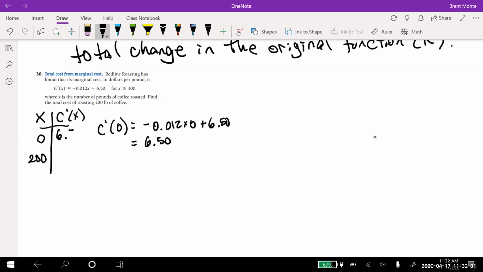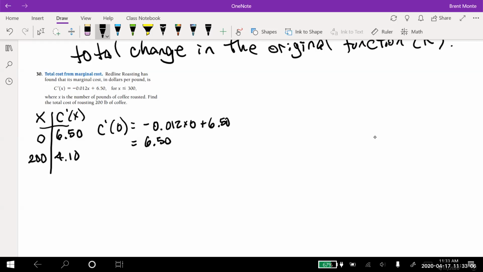So my marginal cost is 650 originally at 0 units. Now I'm going to plug in 200 into my calculator. You have faith that you know how to do this, so I'm not going to use the time to show you on the calculator. I'm plugging in negative 0.012 times 200 and then plus 650, and I get 410. We'll go to 2 decimal places just because the other one is.